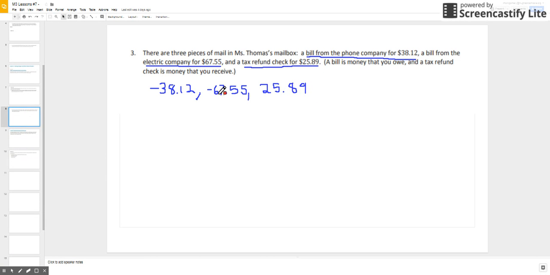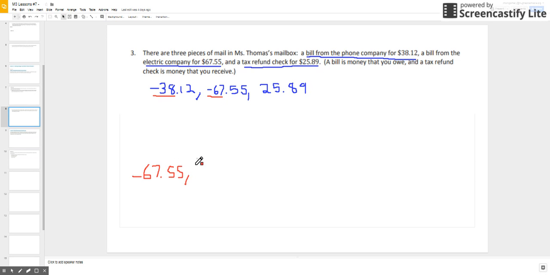So these are 2 negatives. We have negative 38 and negative 67. If you notice, I didn't even look at the decimals. I looked at the whole numbers. This is what you want to look at first when ordering them. Is negative 67 a smaller number than negative 38? Well, negative 67 is a bigger negative, or a smaller number. So negative 67 and then 0.55 would come first, and then the negative 38.